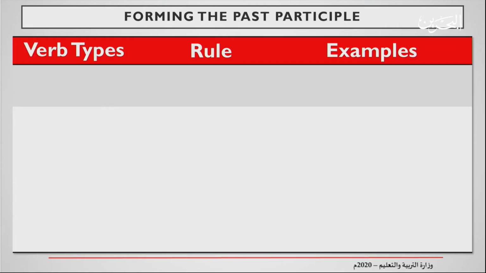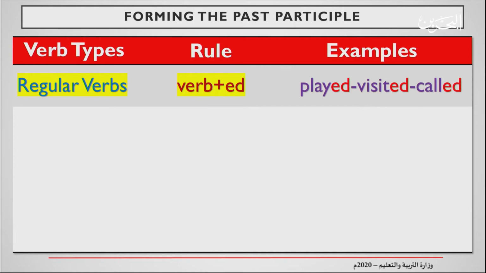Forming the past participle. You see, it is very important to know how to form the past participle to form more past modal sentences. So we have verb types. The first type is regular verbs, and the rule is simple. You have the verb plus ed, just like the examples. Play, you just add ed to make it the past participle. Played, visit, visited, call, called.